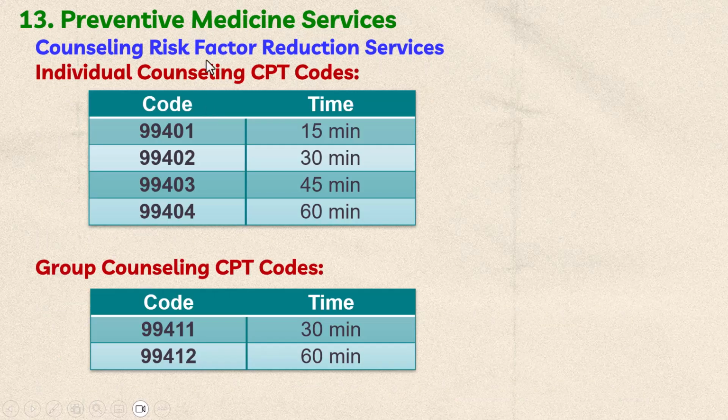So here the CPT codes are divided into two categories. First category is individual counseling CPT codes. It depends on time. You can see the codes here. Time slots are 15, 30, 40 and 60 minutes. Also group counseling CPT codes. The codes are here. Time slots are 30 minutes and 60 minutes. So we will understand this when we do the real examples.